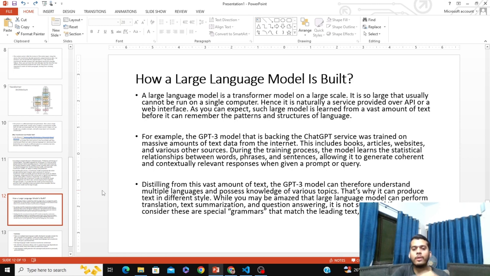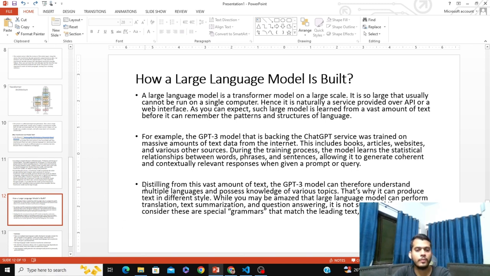During the training process, the model learned the statistical relationship between words, phrases, and sentences, allowing it to generate coherent and contextually relevant responses. When given a prompt or query, for example, how to get free internet, it responds to the query or question.